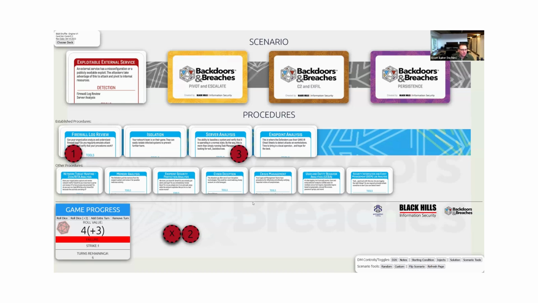Okay. There's 6 more turns and 20 minutes to go. So we're making progress. We figured out our initial exploit. What do people want to try next? It can be either one of the established procedures or any one of the others. So the vote for SIEM is back again.